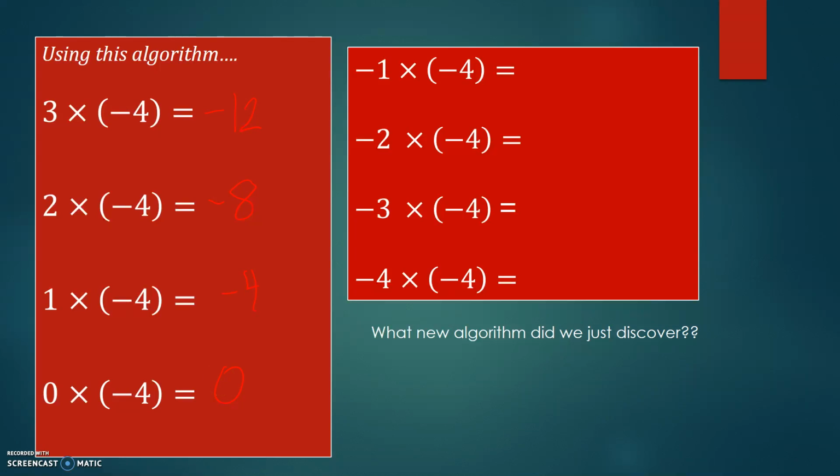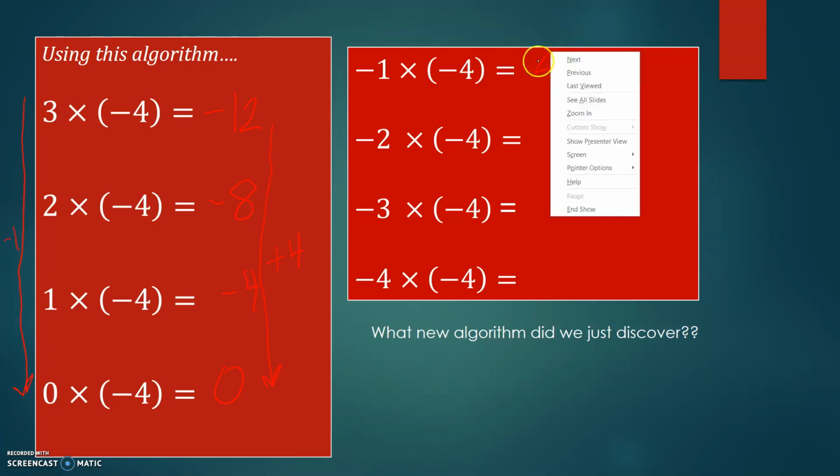If we were to look closer at this pattern, we could see that each time we are decreasing the first number by 1, and when we do that, our product increases by 4. So in the next box, if we go from 0 to negative 1, negative 1 times negative 4, if we continue to increase by 4, 0 plus 4 would be 4.